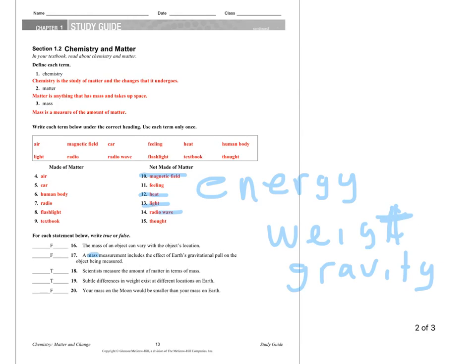Subtle differences in weight exist at different locations on the Earth. True statement. The differences are typically not enough to affect any scientific calculations. Now, at the top of Mount Everest, they might, but the farther you are away from the center of the Earth, the less gravity there is, meaning the weight is slightly less.